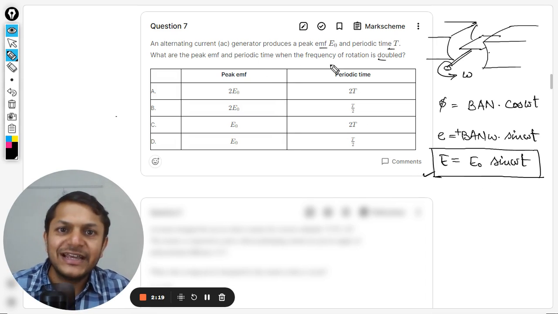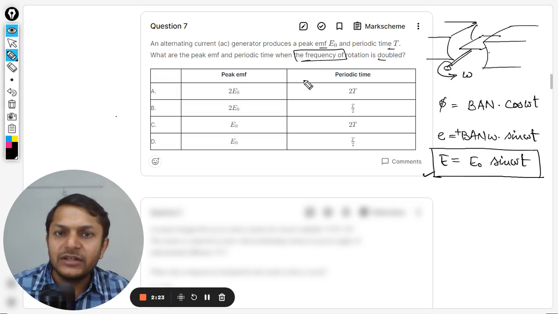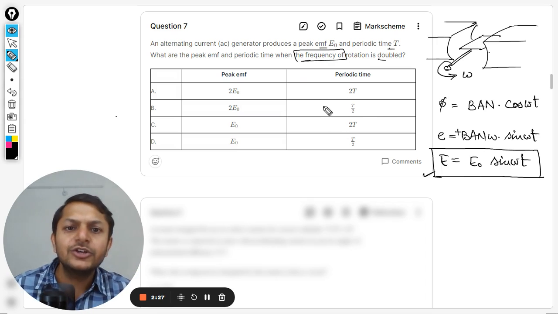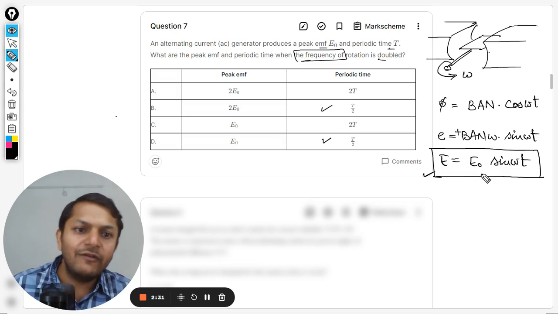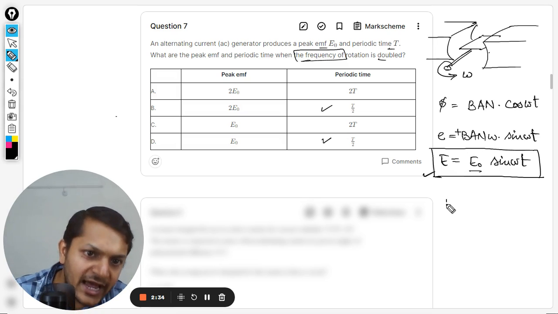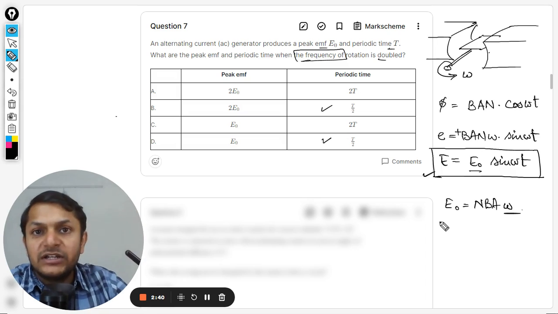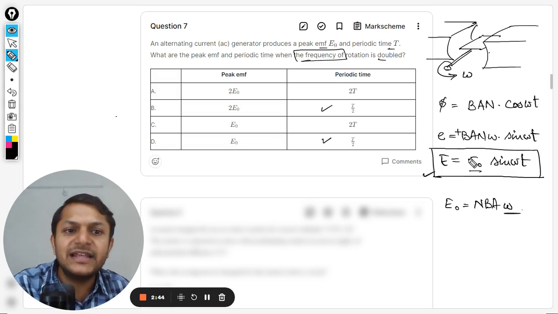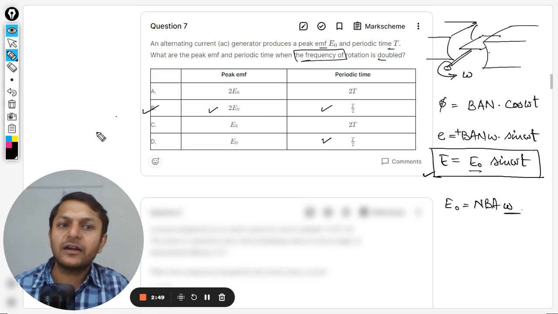Now, the question says that we have doubled the frequency. So frequency is doubled. So one thing is very clear, that time period will be halved. No doubt about that. So definitely the time period is halved. But what about the peak voltage now? You have to see, this is the peak voltage. And so the peak voltage is given by NBA omega. So omega is there in the multiplication. Now, if omega is doubled, what does it mean? It means that the peak voltage is doubled. It means B is the correct answer.